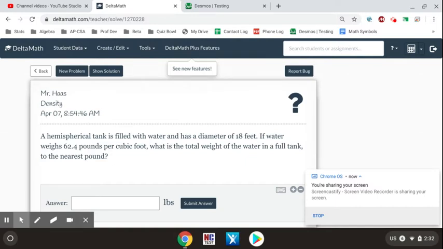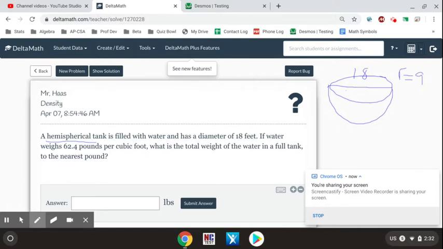Okay, one other application of these volume problems is these density problems. And just like the other volume applications, I need to figure out what the volume is. So the first thing I need to know is it's a hemispherical tank. So that's kind of shaped like a bowl. You can see half of a ball would make a bowl-shaped tank. And what it tells us is the diameter, the distance all the way across, is 18. That means I'm going to have a radius value of 9.